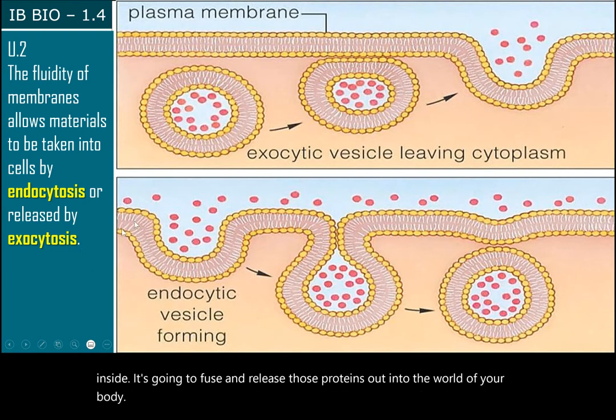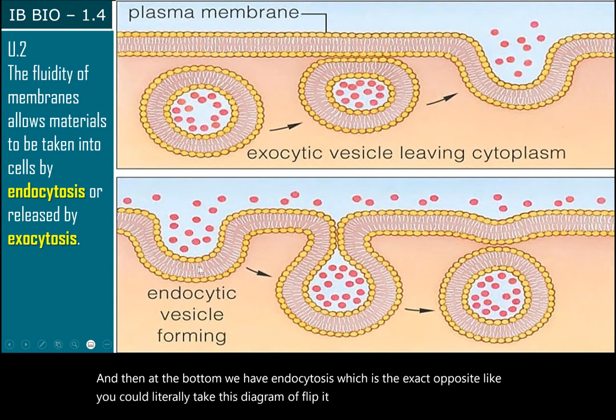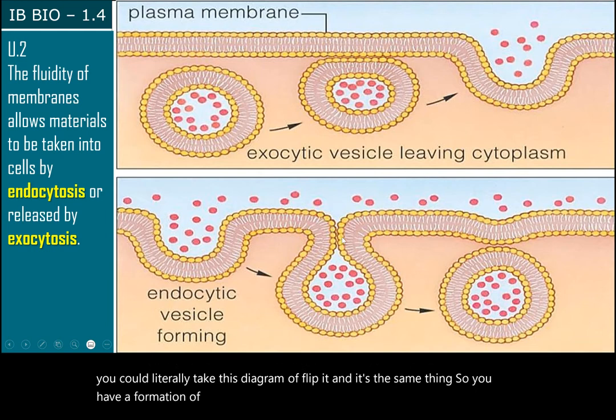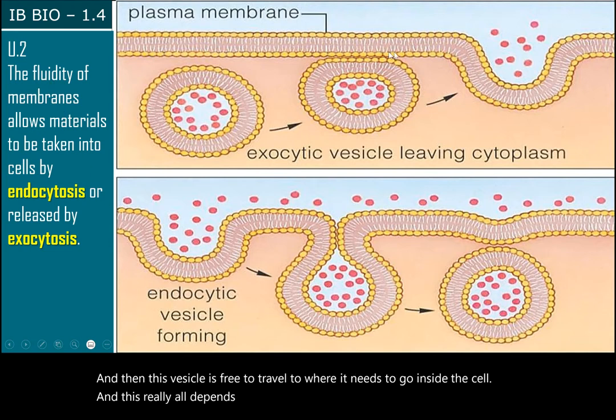And then at the bottom, we have endocytosis, which is the exact opposite. You could literally take this diagram and flip it, and it's the same thing. So you have a formation of that vesicle right here, pinching off. And then this vesicle is free to travel to where it needs to go inside the cell. And this really all depends on the fluidity of this membrane.